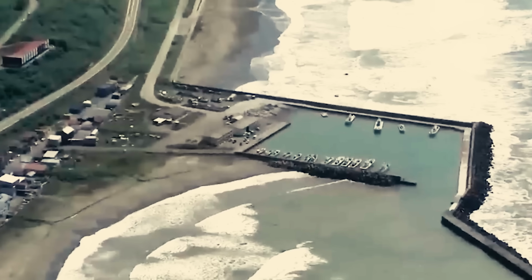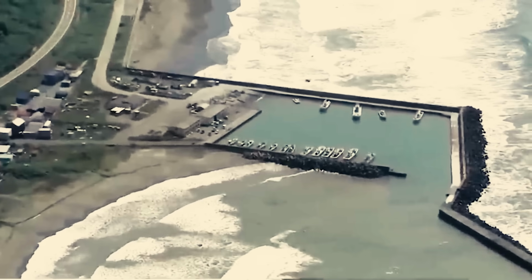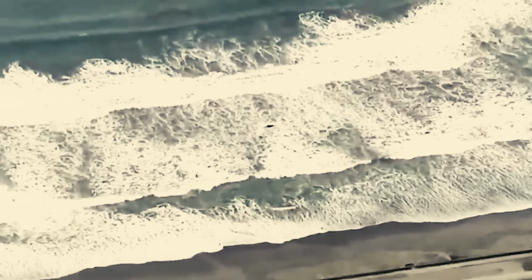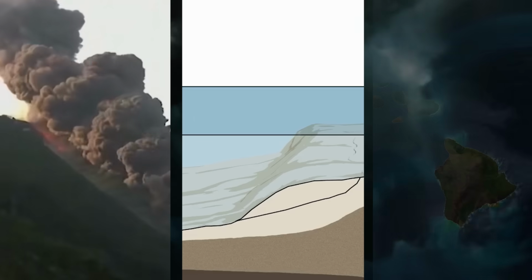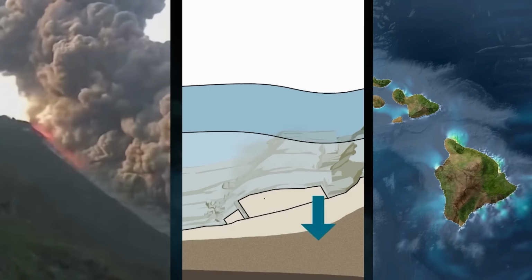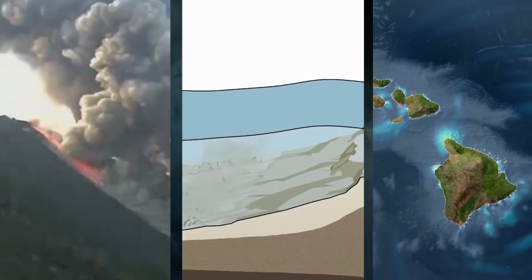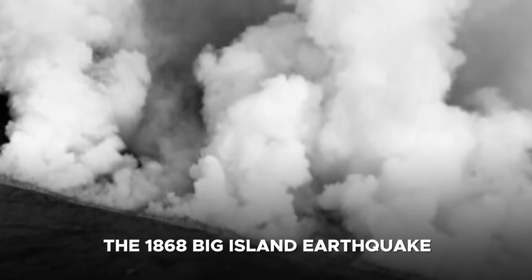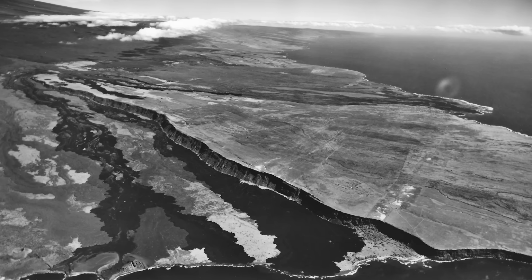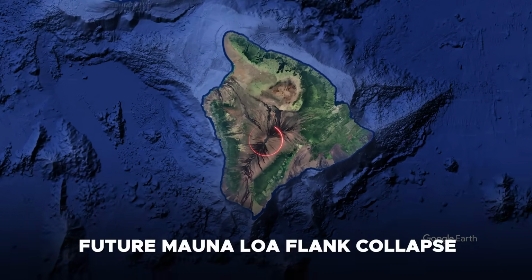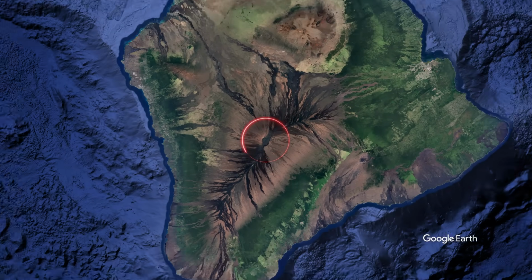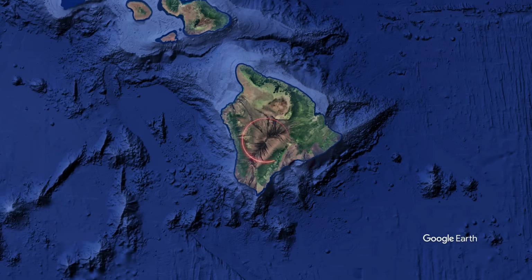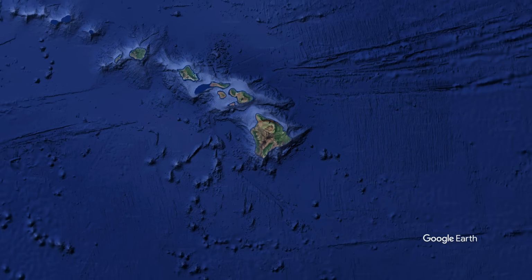Locally generated tsunamis pose an even greater danger because they strike with little or no warning. Volcanic flank collapses, underwater landslides, or large local earthquakes could send waves ashore within minutes. The 1868 Big Island earthquake produced a local tsunami that swept away coastal villages. The potential for a future Mauna Loa flank collapse to generate a mega tsunami remains one of the most extreme worst-case scenarios for Hawaii.